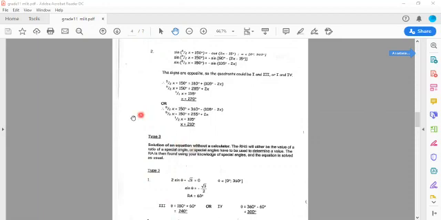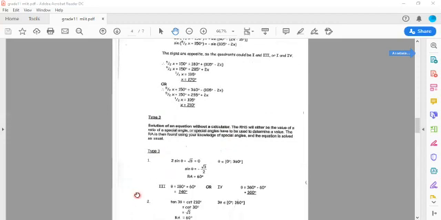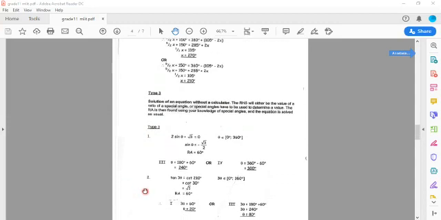Now the third type that we're going to look at is a solution of an equation without a calculator. In order to work out a solution without a calculator, you must know your special angles. So you must know the 30 degrees, 45 degrees, and 60 degree angles. If you don't know your special angles, then you will have to use your calculator to work them out. So if we look at type 1, we're just going to look at one type in this one: 2 sine theta plus root 3 is equal to 0.